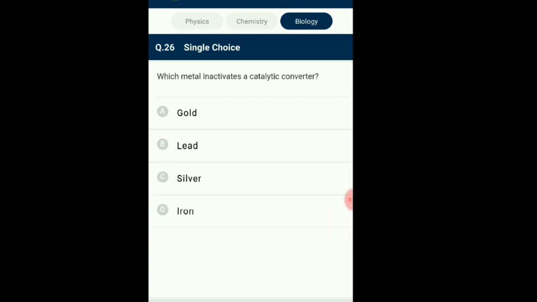Question number 26. What inactivates a catalytic converter? Catalytic converters are made using expensive metals like platinum, palladium, and rhodium. These act as the catalyst and are fitted into automobiles to reduce the emission of poisonous gases. These noble metal catalysts are poisoned by the use of lead. So the answer is option B, lead.